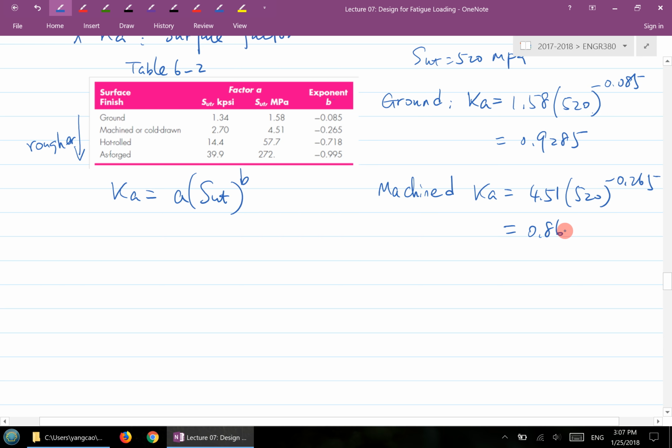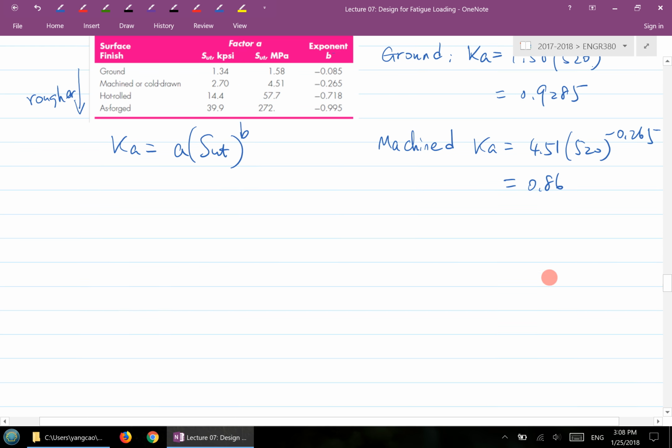So when you multiply this Ka with the Se prime, you're basically reducing this Se prime, because Se prime is obtained in the lab condition, the experiment, so the test specimen has a much smoother surface. It has generally higher Se prime. Okay? So that's your first factor here.